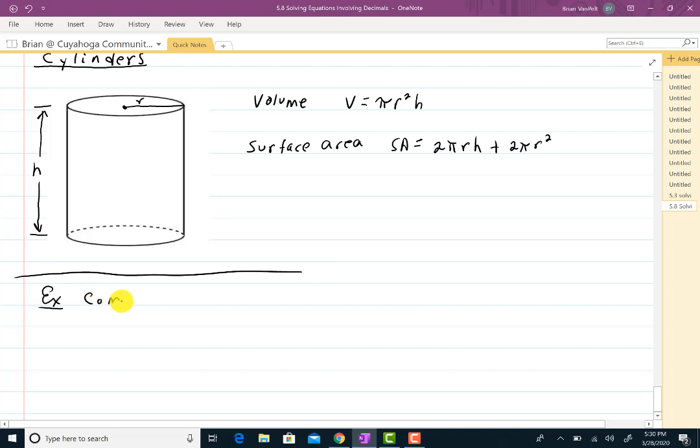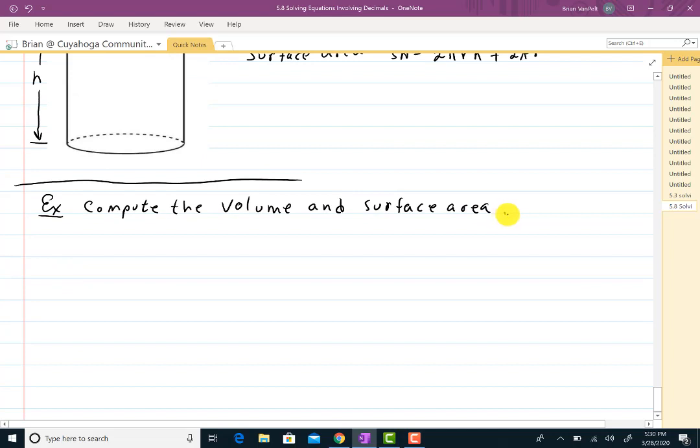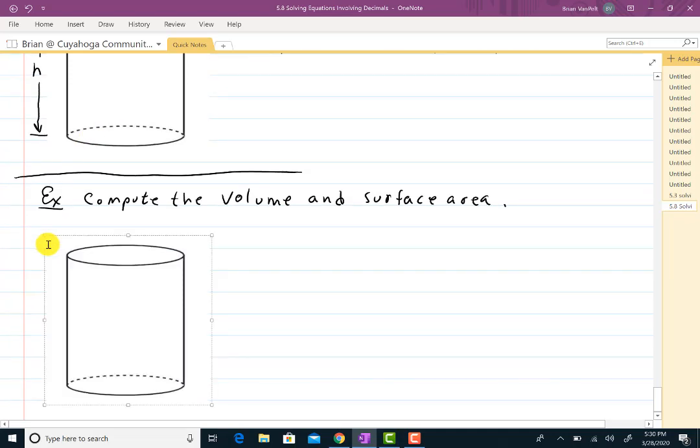So compute the volume and surface area. And let me have my, well actually I'll tell you what, I'm going to copy this one since it's a little easier, and we'll just throw it in here. So what I'm given here is I have a radius of 6 feet. They decided to put it over here, 6 feet, and I have a height of 20 feet.